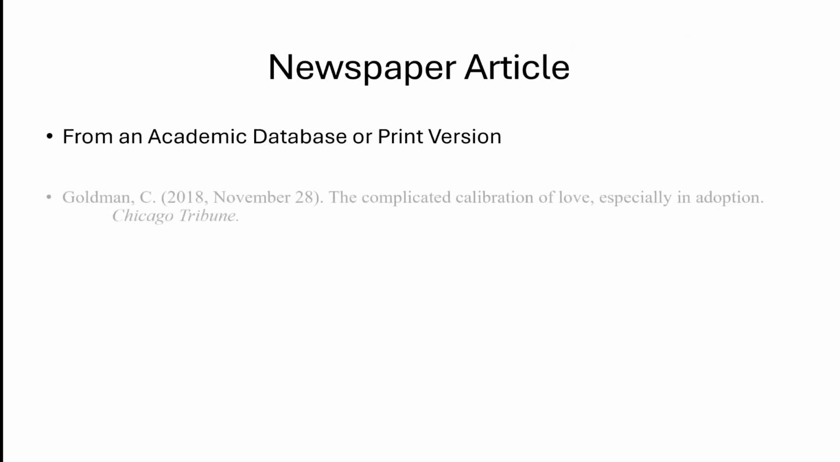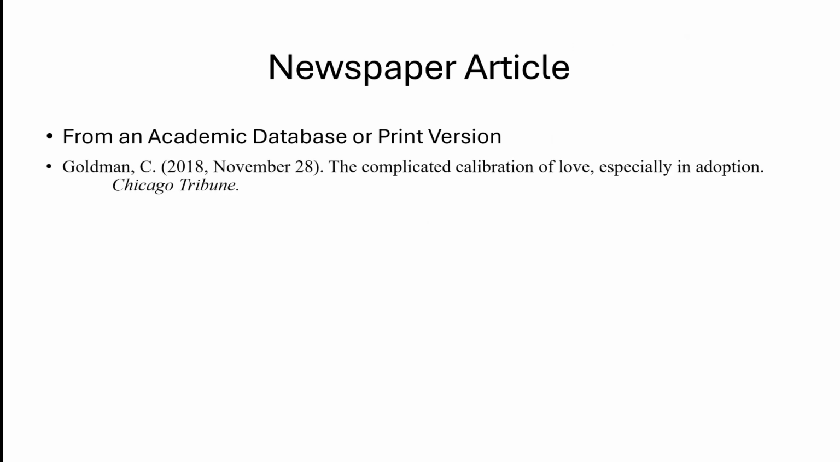The last source I want to review is newspaper articles. So if it's a newspaper article from an academic database or a print version, we're going to have the name of the author, year, month, date, the title of the article, not italicized, and this time what is italicized is the publisher.